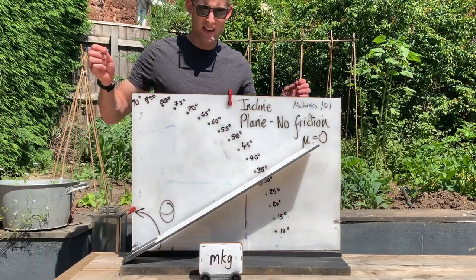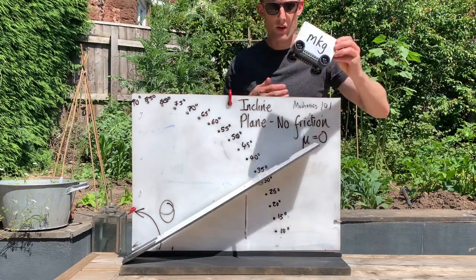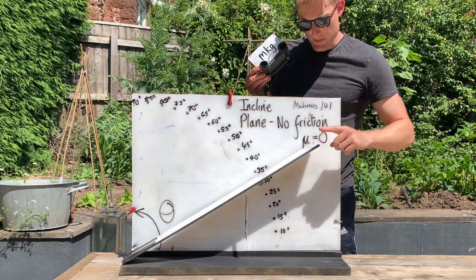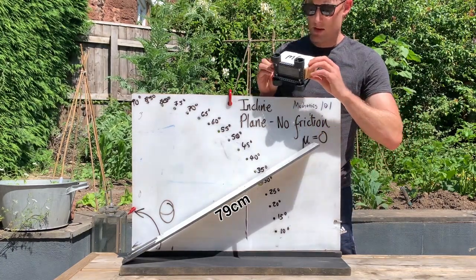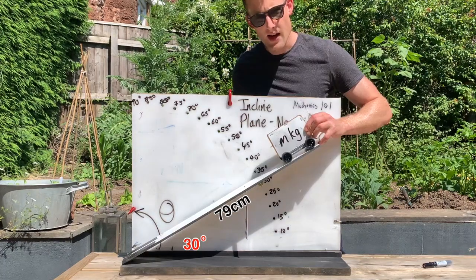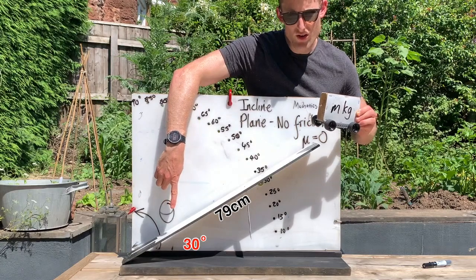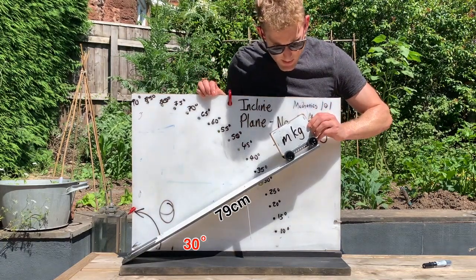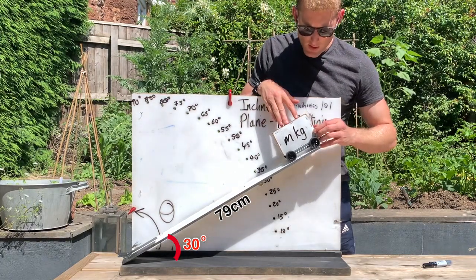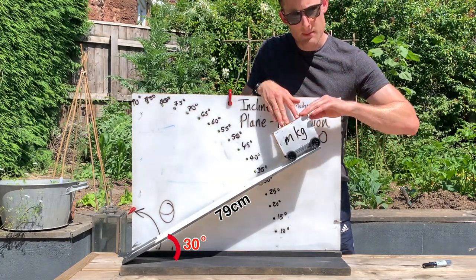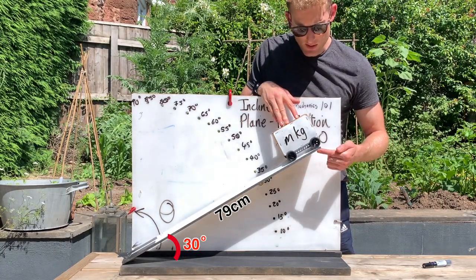It's like 30 degrees out here. Anyway, we're going to use this as a first example. So this slope is 79 centimeters long. This particle is m kilograms. I have a 30-degree inclination. My slope is 79 centimeters long. I'm going to place my particle here. The first thing I'm going to do is label this diagram. So we have a mass of m kilograms. We have no friction. Our slope is 79 centimeters long.